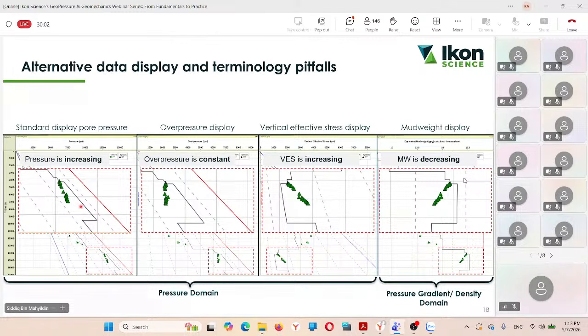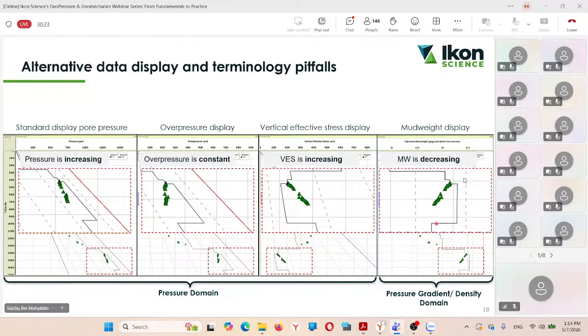You can see although our pressure is increasing, our mud weight is decreasing because mud weight is a function of gradient. Basically, you can imagine it as the rate of pressure increase. Sometimes pressure is increasing, but the rate is decreasing. That's why you could see that the mud weight gradient is decreasing like this.